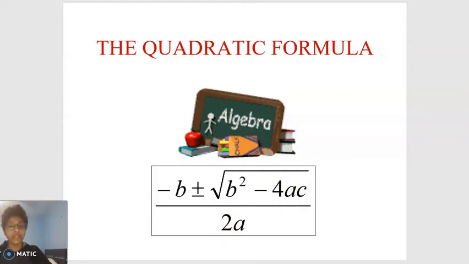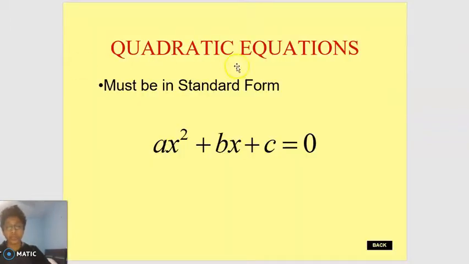Before we take a look at solving using the quadratic formula, let's take a look at quadratic equations. Quadratic equations must be in standard form. That is, ax squared plus bx plus c equals 0. All quadratic equations can be written in this form, where a, b, and c are constants, a cannot be 0, and a and b are both coefficients of x.